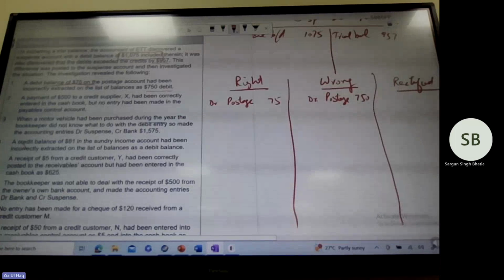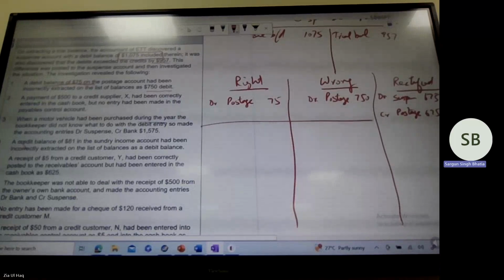How much more? 675. So if we have recorded it 675 more on the debit side, how can we reduce this? By crediting postage with 675, and debiting suspense account with 675, because we don't know how else. Is that fine? Okay. Now moving towards number 2.